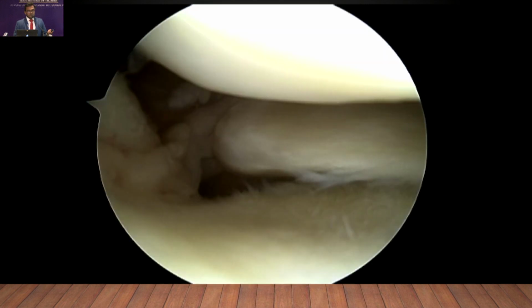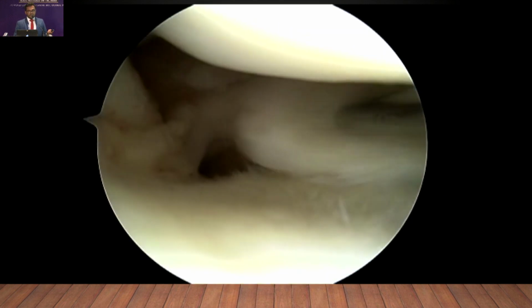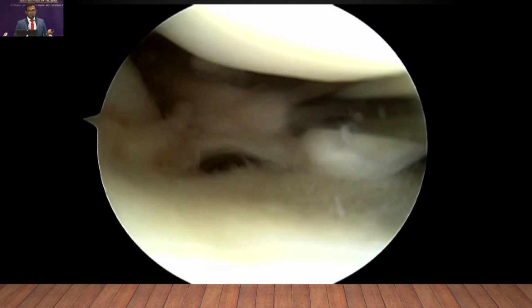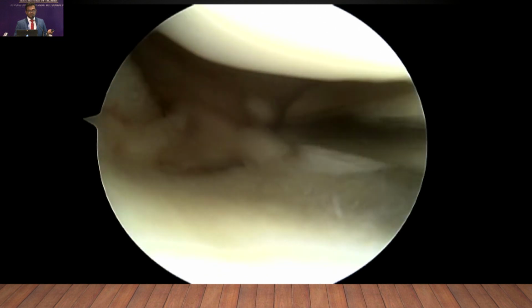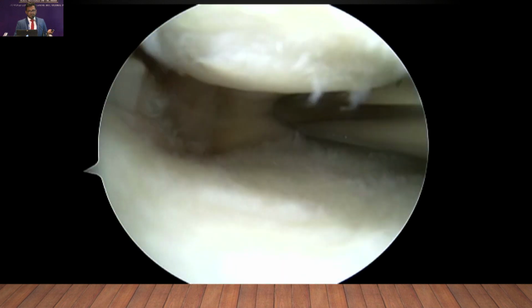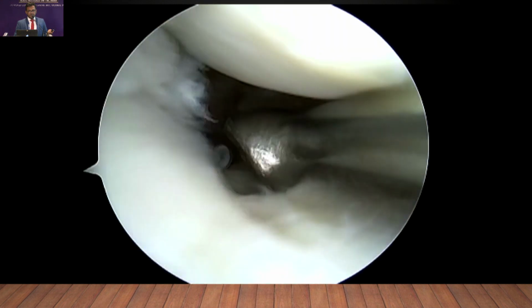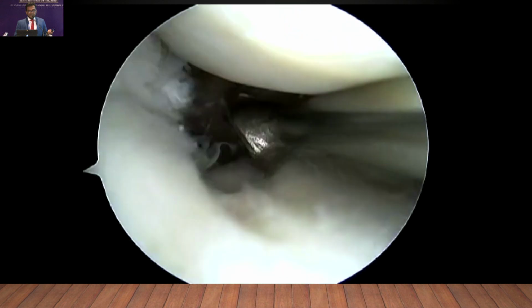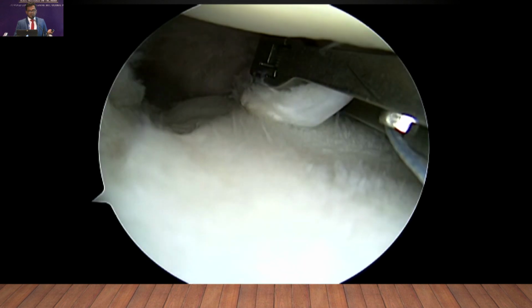This is the video of the same. You do a pie crusting, identify the posterior root. Often these old tears are attached to the posterior capsule. Go ahead and release them, and then prepare the bed where the attachment is with a sharp curette till the subchondral bone is there.